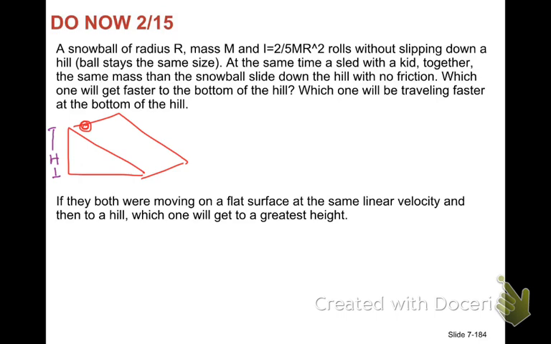The next part says, at the same time, a sled with a kid together with the same mass as the snowball slides down the hill with no friction. Which one will get faster to the bottom of the hill? Which one will be traveling faster at the bottom of the hill? I think if we work the second question first, we will know which object gets to the bottom faster than the other one.